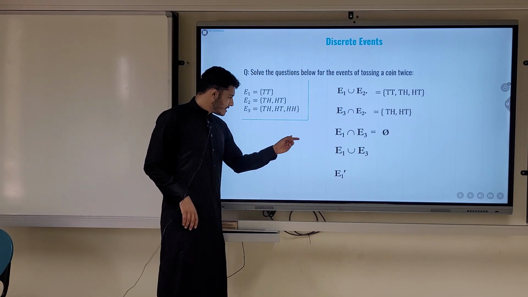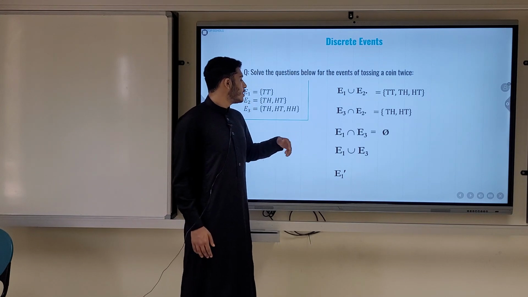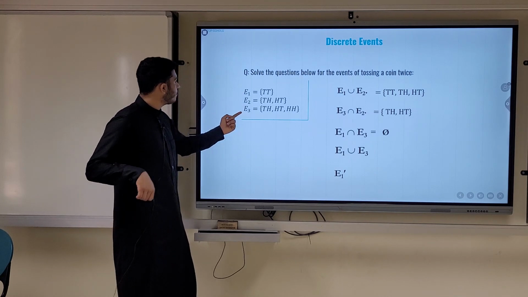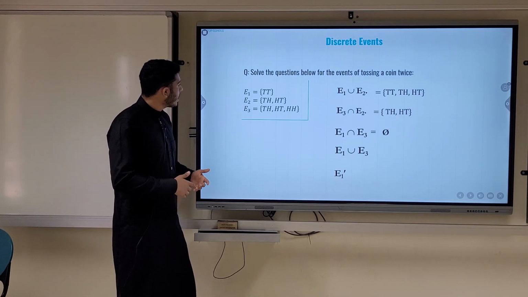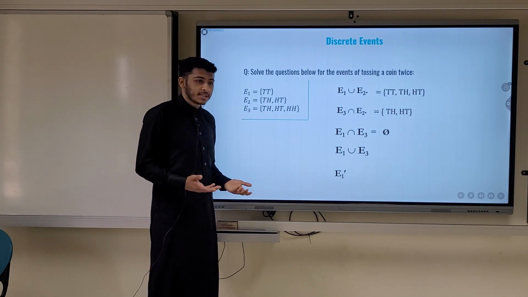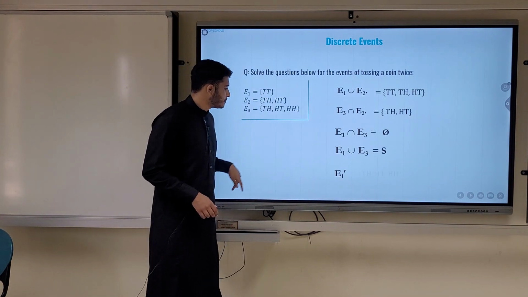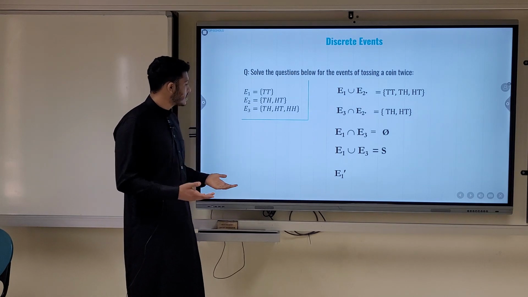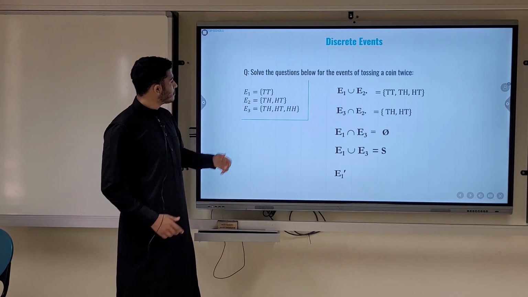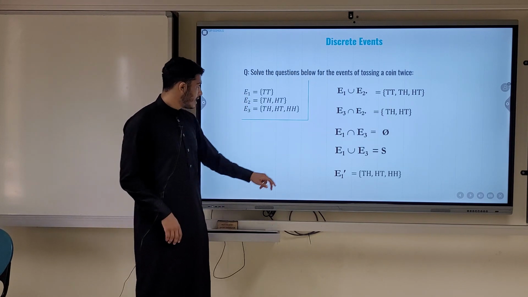Now, let's find the set for this question here, which tells you to find the union between E1 and E3. So E1 here and E3 here. If we find the union between them, we're going to have all the possible outcomes. What is this? This is our sample space. So the union between E1 and E3 is our sample space, which includes all the possible values. And the complement of E1, as we saw previously, is all the outcomes inside the sample space that are not inside of here. So it would look something like this.